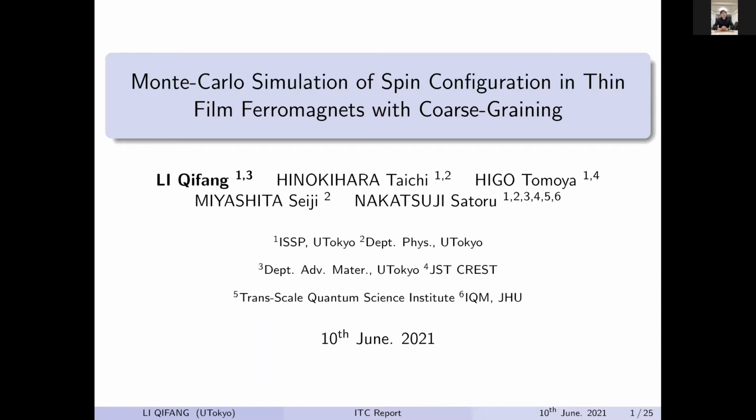Yeah, thank you for your introduction. I'm Li Feng from the University of Tokyo. My supervisor is Satoru Nakatsuji. I will introduce my recent progress on Monte Carlo simulation of thin configuration in thin film ferromagnets with coarse-graining algorithm.